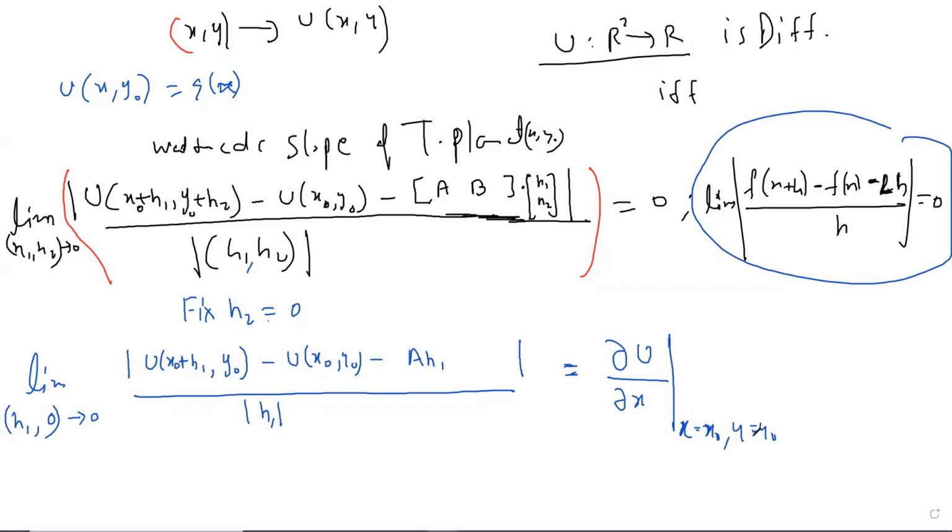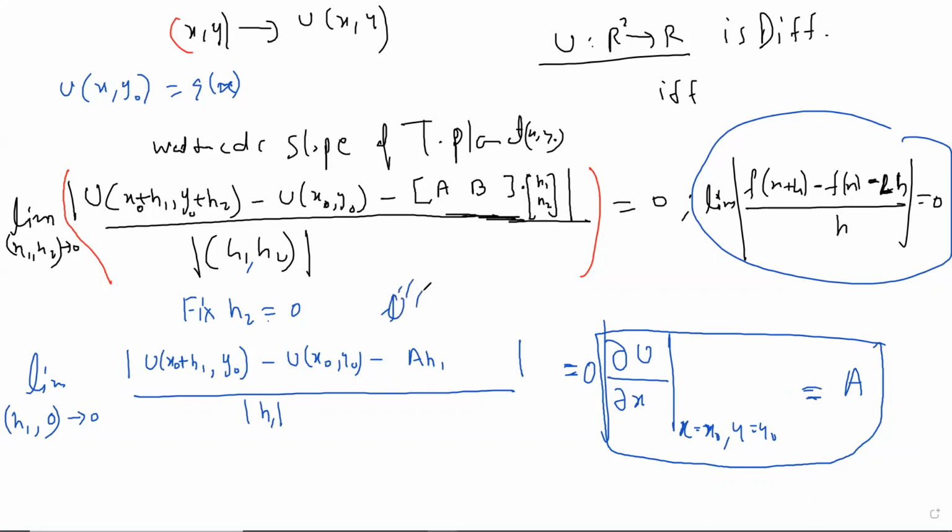Sorry, what did I do? This limit is 0, right? So this is equal to a. Does anybody have a problem seeing this? This is a because this is the derivative. This a is the u dashed x. Forget about the y for the time being.